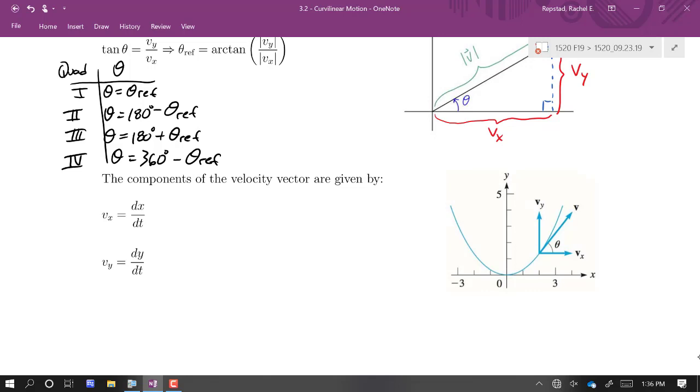Vx is how fast is it moving in the x direction? How is x changing over time? What's the rate of change of x over time? It's the derivative of x with respect to t. And Vy is how is it moving in the y direction over time? What is the rate of change of its y coordinate with respect to time? So Vy is dy/dt. Notice that we are differentiating with respect to time here in both cases.